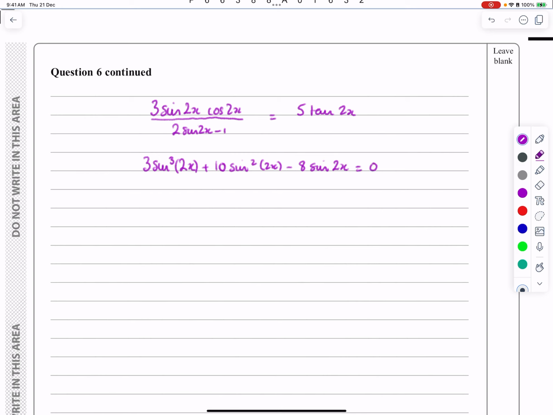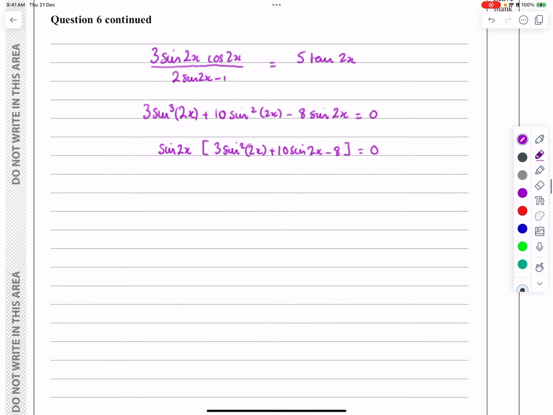Right, so it's a cubic. I don't like trying to solve cubics, but I can see that sine 2x is in all of them. So if I factorise and take sine 2x out, I get left with 3 sine squared 2x plus 10 sine 2x minus 8 is equal to 0.